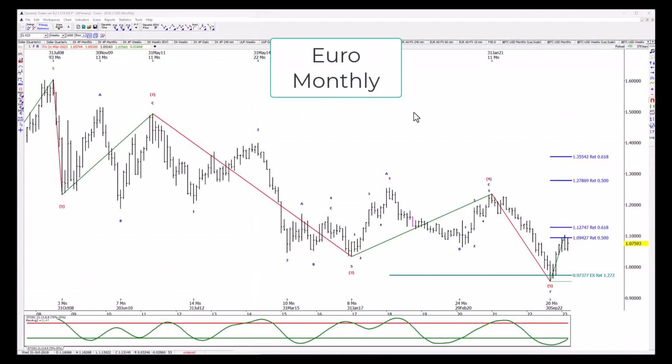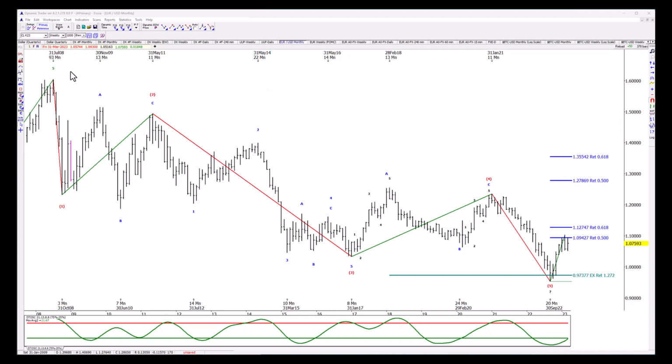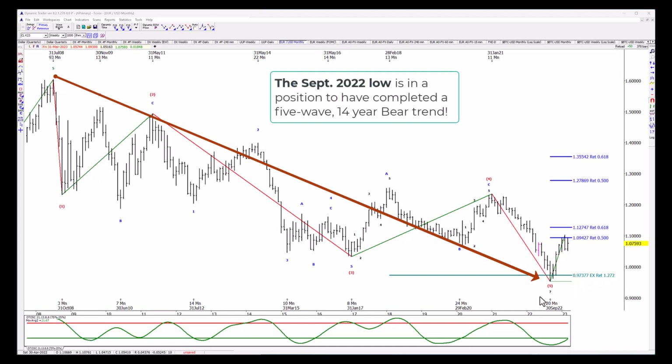Well, this is the Euro monthly chart, and it begins back in 2008, and it's right up to date through the time I'm recording this. And for those of you familiar with Elliott Wave, and if you're not, you should learn at least the basics, coming into the 2022 low is a beautiful five-wave decline. And more than likely, this September 2022 low has completed a major bear trend in the euro, and it's turning around.